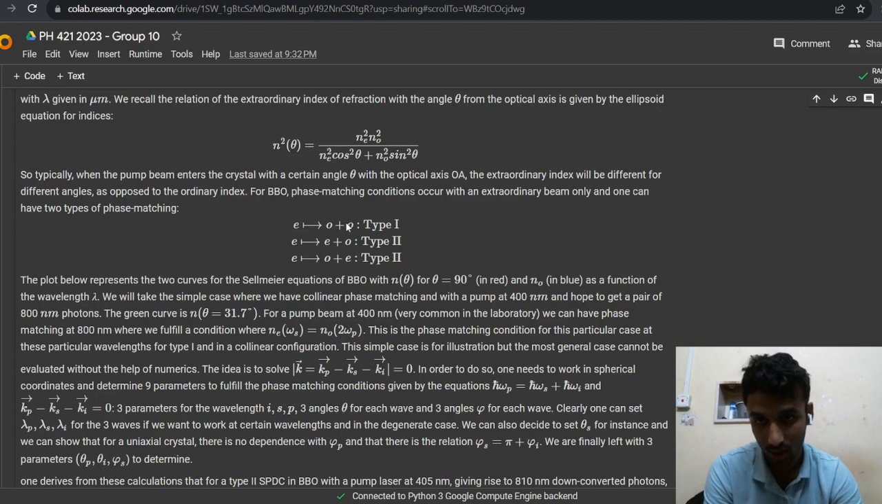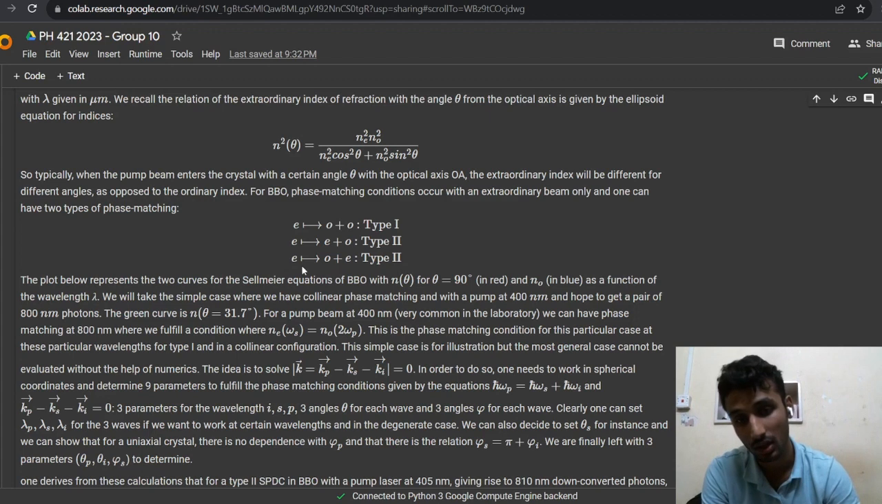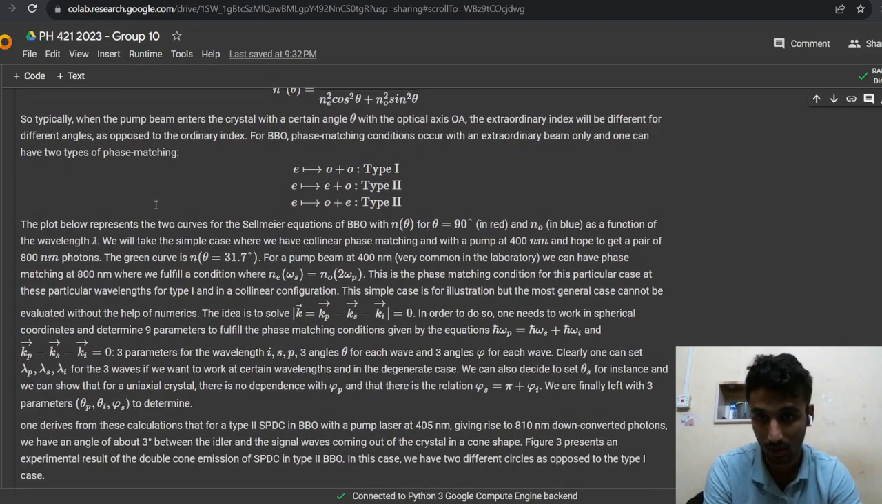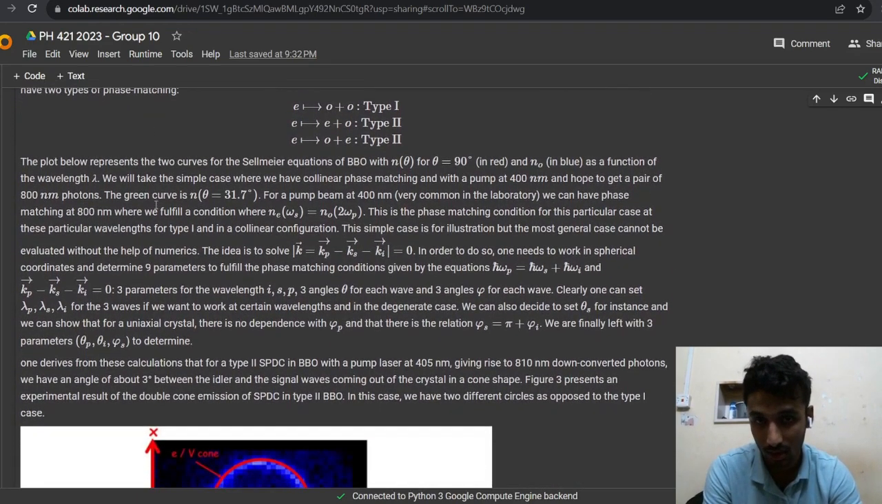So these are the two types of phase matching that we have: type 1, extraordinary giving ordinary plus ordinary, or type 2, extraordinary giving mixed, E gives E plus O, and E gives O plus E. And again, the extraordinary index will be different for different angles, in contrast to the ordinary index. The plot below represents the two curves.